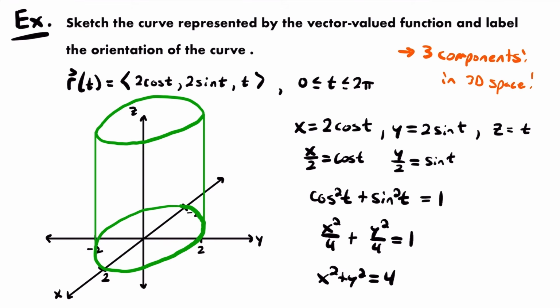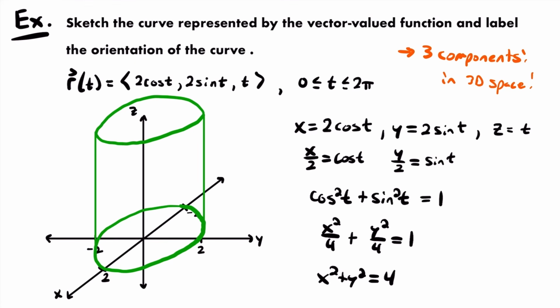But because z is not just a constant value, it's equal to t, the z-coordinate of the points that make up the space curve are going to be dependent on the value of that parameter. So that will actually dictate the shape of our curve. It's not just going to be a circle, it's going to create some other shape as it travels through this cylinder. Okay, so I hope that helps you make a little bit more sense of what we're doing here.